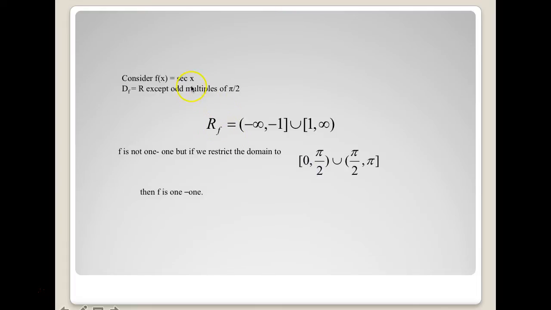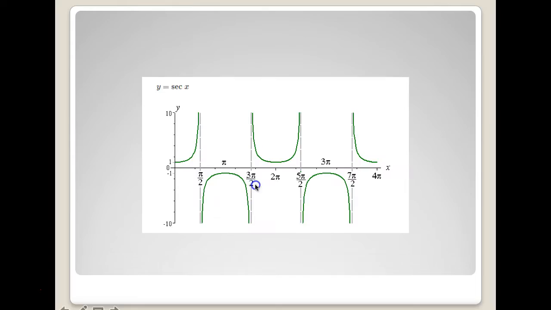So technically the range is minus pi by 2 to pi by 2 minus 0. Coming to sec x, the domain of sec x is R except odd multiples of pi by 2, because sec pi by 2 is infinity, sec 3 pi by 2 is infinity. The range of sec is the open interval minus infinity to minus 1 union 1 to infinity. Again, sec is not 1 to 1, but if we restrict the domain to the closed interval 0 to pi minus pi by 2, then sec becomes 1 to 1.